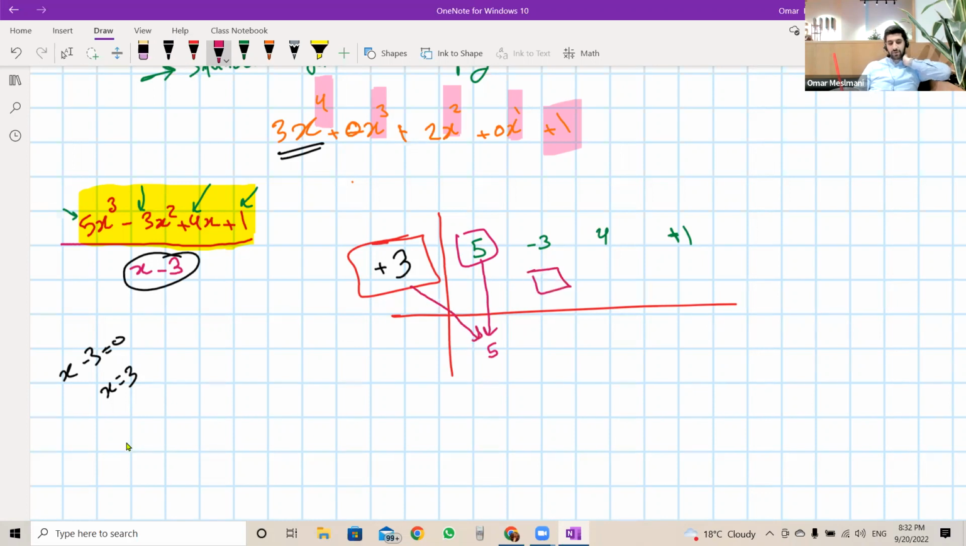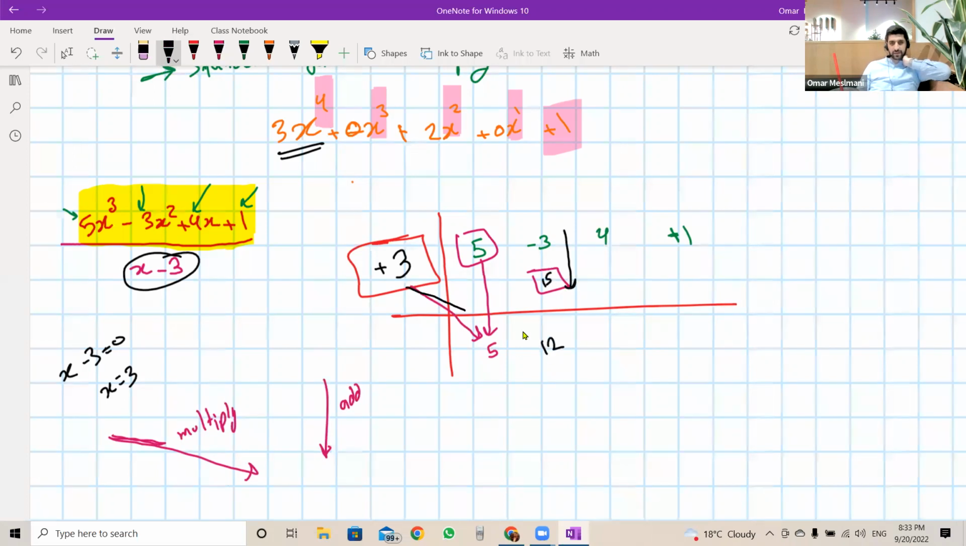Like step number 3 or 5, 6 is going to be, if you go diagonally, you multiply. And if you go vertically, you add. So 3 times 5, what is it? 15. All right, and then I will go vertically, so I'm going to add minus 3 and 15, 12.